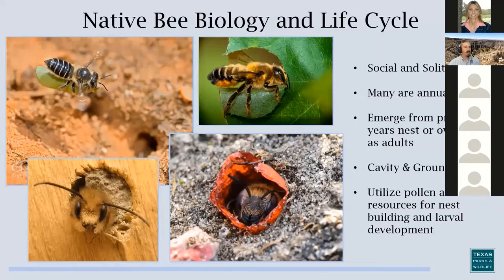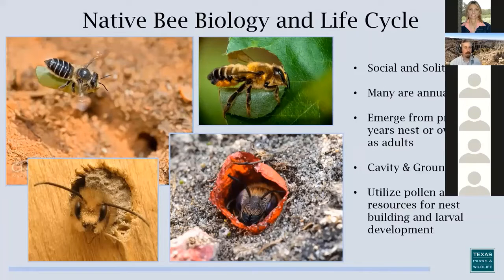And most of them are annual species. Just like annual plants, they have an annual life cycle, so the generation that existed in one year will not be the same individuals that are present the following year. In some cases, such as bumblebees, we do have overwintering. They overwinter as adults and they've already mated. Then in the spring, they'll establish a nest and get that going, but they won't survive into the next year. The next generation will then overwinter.